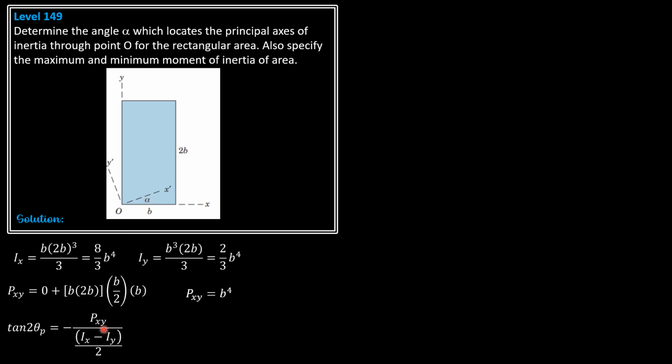So negative b to the fourth, tangent of 2 theta p equals negative b to the fourth over quantity 8 thirds b to the fourth minus 2 thirds b to the fourth over 2. Since 8 thirds minus 2 thirds is 6 thirds or 2, divide by 2, so 1, so that is negative b to the fourth over b to the fourth, so that's negative 1. So inverse tangent of negative 1 is negative 45 degrees. So 2 theta p is negative 45 degrees.